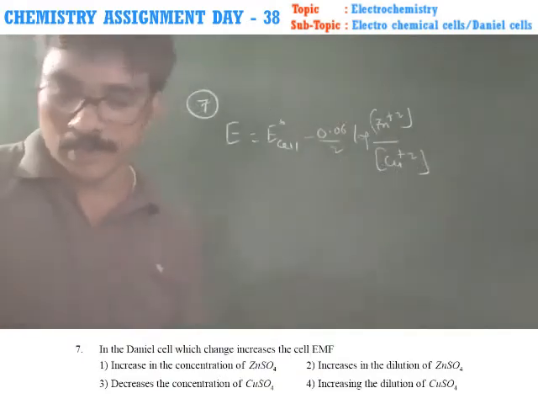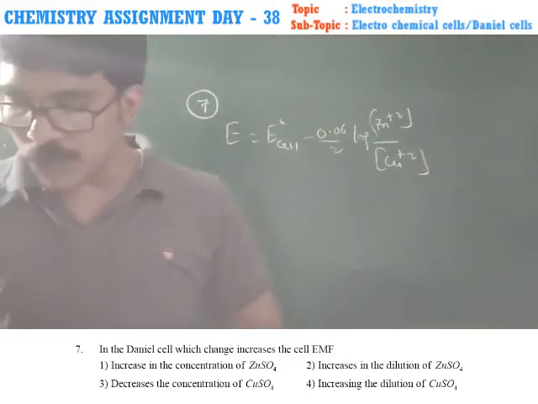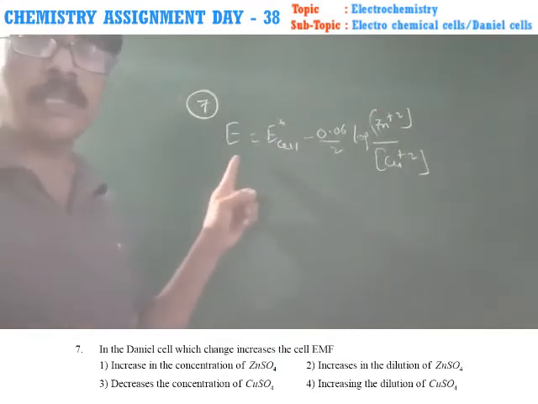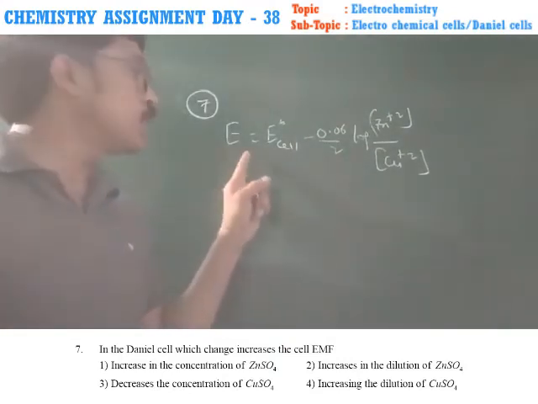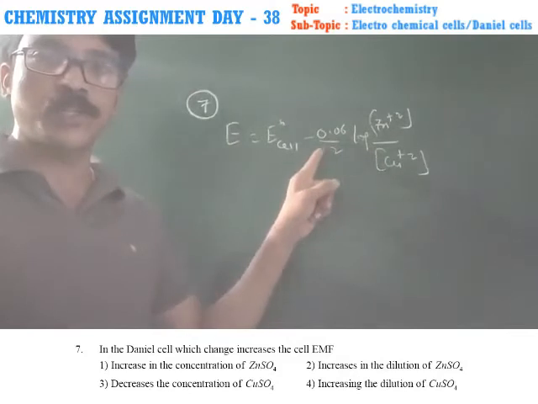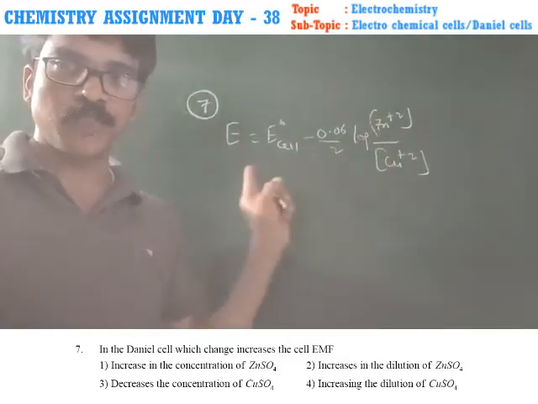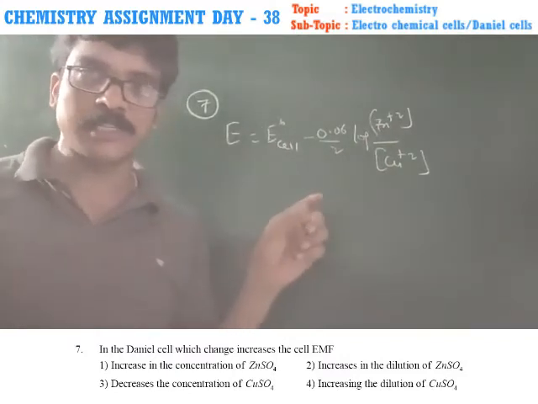Question number 7. In the Daniel cell, which change increases the cell EMF? We already verified the Daniel cell Nernst equation: E is equal to E naught of the cell minus 0.06 by n into log concentration of Zn plus 2 by copper plus 2. This is the Nernst equation for Daniel cell.